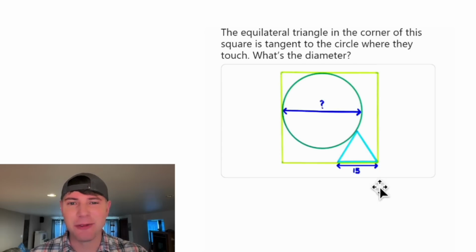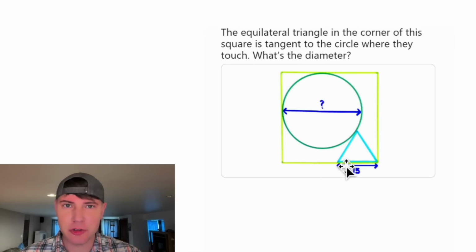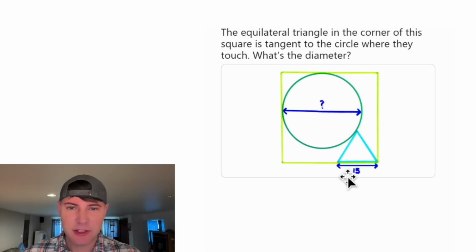Hey guys, this looks like a fun one. This is another Catriona Agg puzzle. It says the equilateral triangle in the corner of this square is tangent to the circle where they touch. What's the diameter of the circle? So this is 15, but how would you figure out what that is?